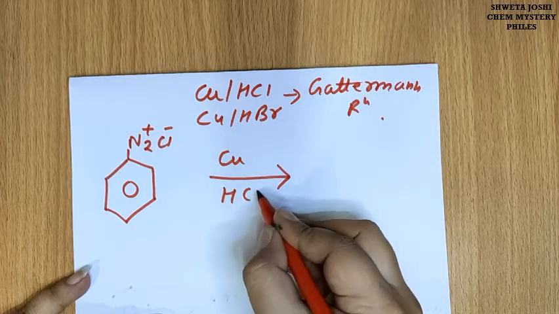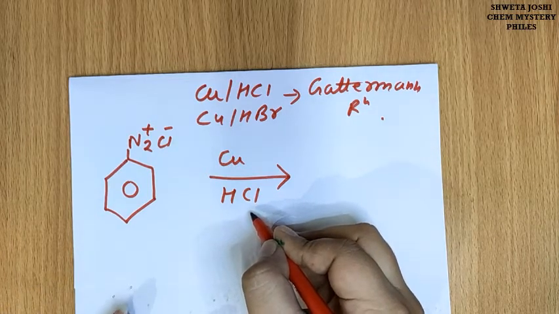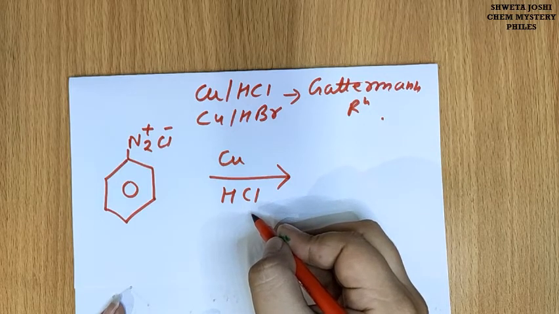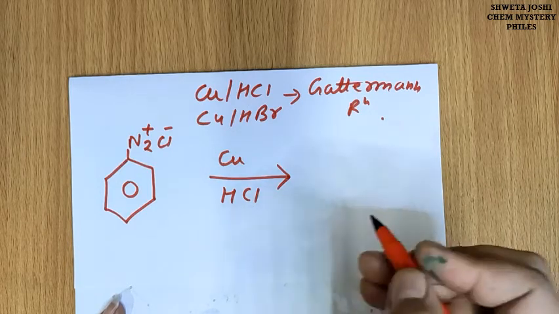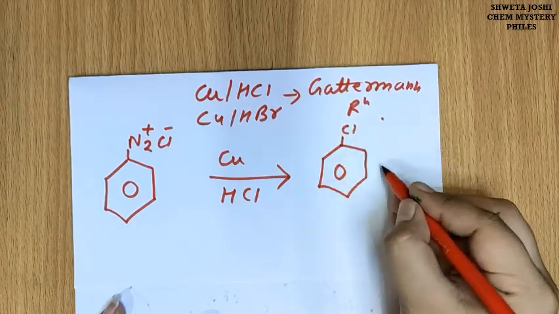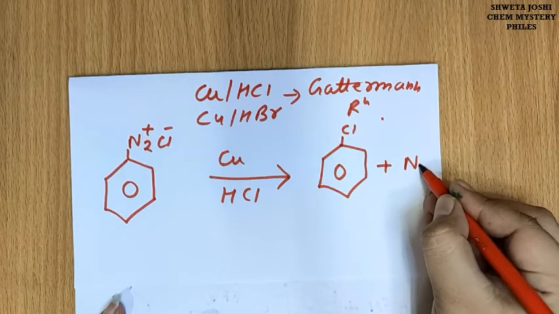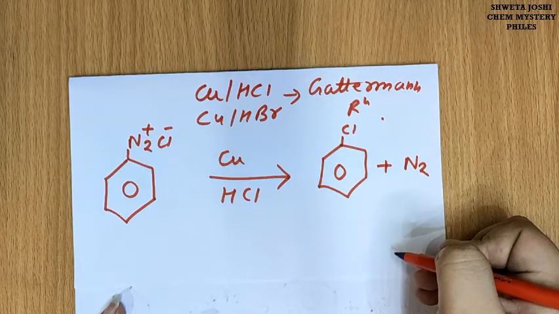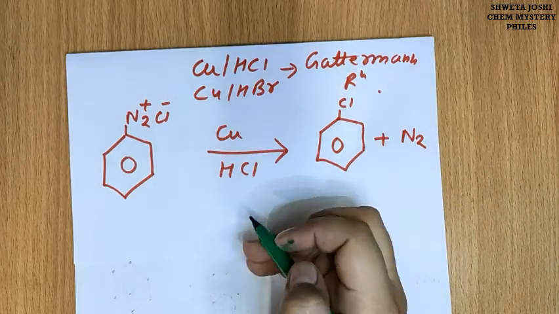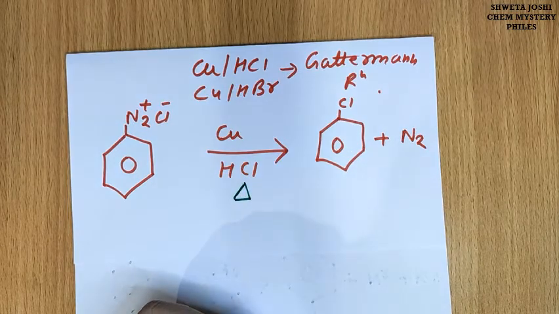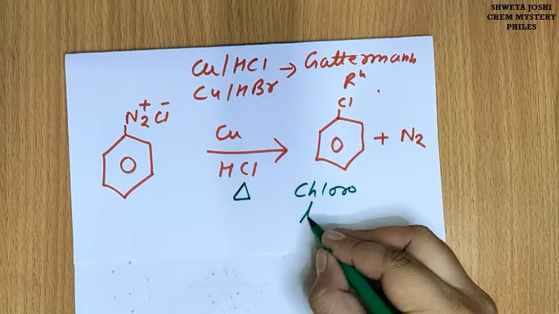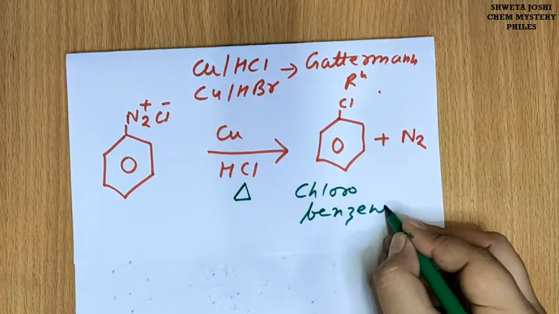Along with that, we have to take the respective halogen acid. If you want to prepare chlorobenzene, you have to take HCl. If you want to form bromobenzene, you have to take HBr. In this reaction, chlorobenzene will be formed and N2 will be removed in the form of nitrogen gas. In this reaction, you have to provide heat also, so chlorobenzene will be formed by this reaction.